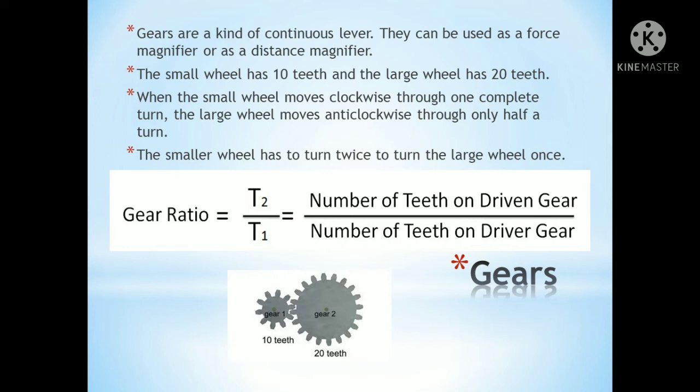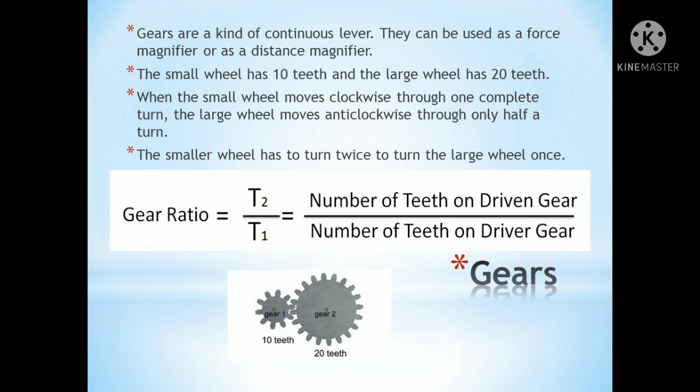So 10 teeth has less and 20 teeth has more area. So when the 10 teeth move in the clockwise direction, the 20 teeth will also move. But when the 10 teeth move twice, then only the 20 teeth will move once, a full turn. Okay, so what is the gear ratio?